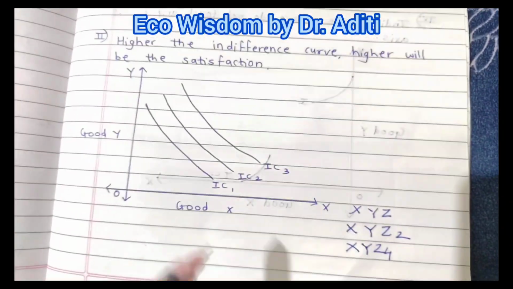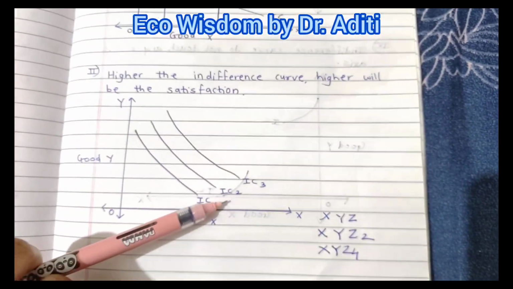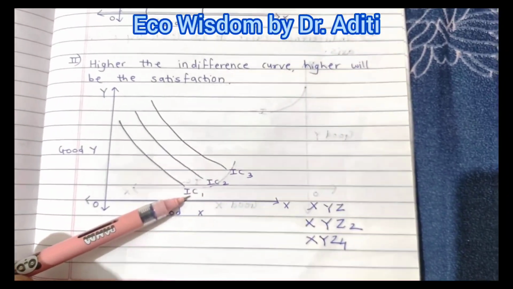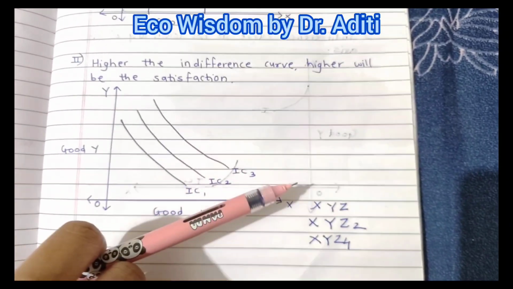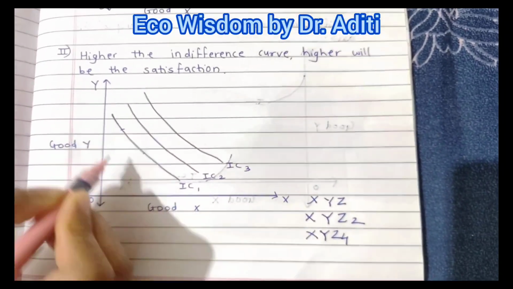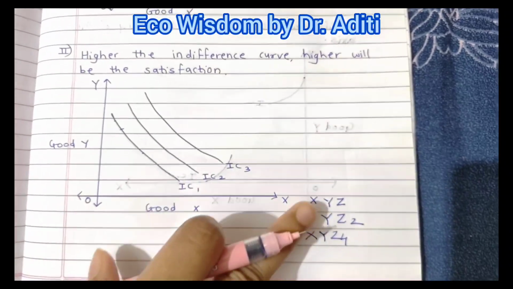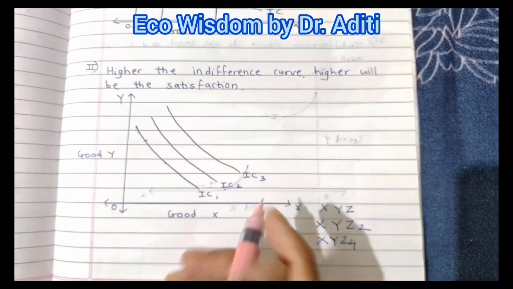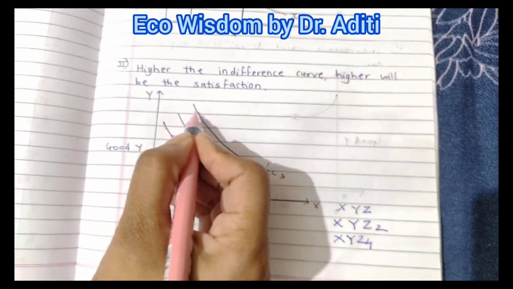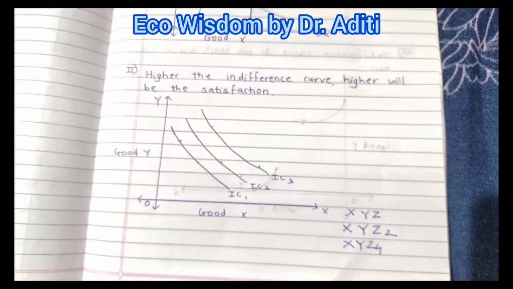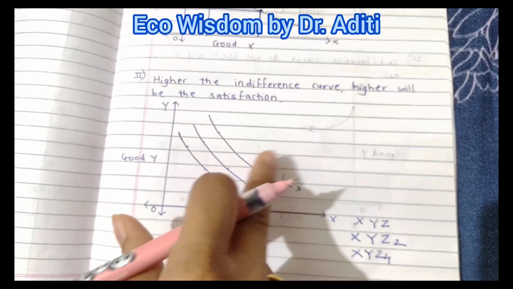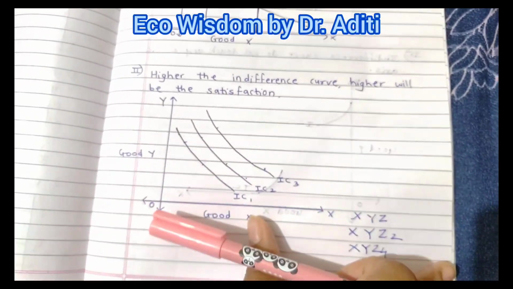So what we are trying to understand here is IC2 is showing more level of satisfaction than IC1, and IC3 shows the highest amount of satisfaction. So any point here will show the same XYZ level of satisfaction. Any point on IC2 will show the same XYZ2. Any point on IC3 will show the same, which is XYZ4 level of satisfaction. So higher the indifference curve, higher will be the satisfaction.